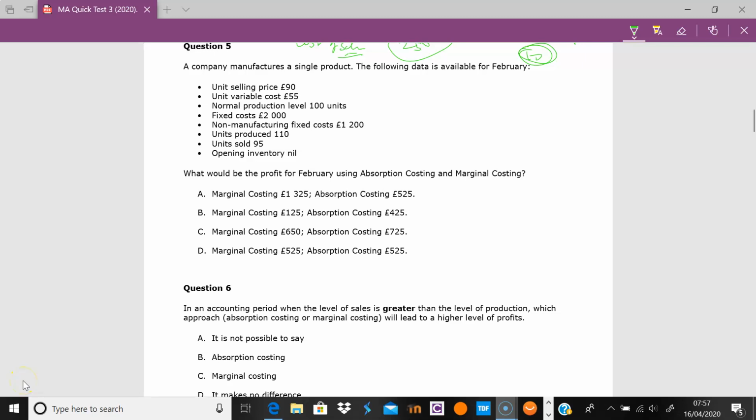Okay, hi, let's do question 5. So this is an area we talked about. Again, always good to do some revision on this as well. But I'm going to go through it slowly so you can see what's going on here.